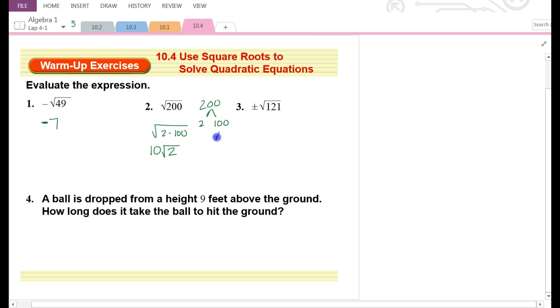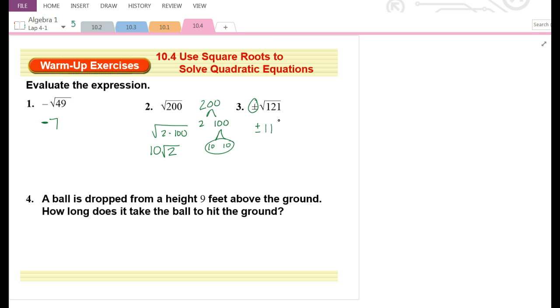Another way we can look at it is the buddy system, if we remember that. I get a pair, so that means I can pull a 10 out, and 2 doesn't have a pair, so it just stays. Now remember, this sign just means I want the positive version and the negative version of the number. So I'm going to leave that, plus or minus square root of 121. Well, hopefully we all know that to be 11. So the answer is plus or minus 11.